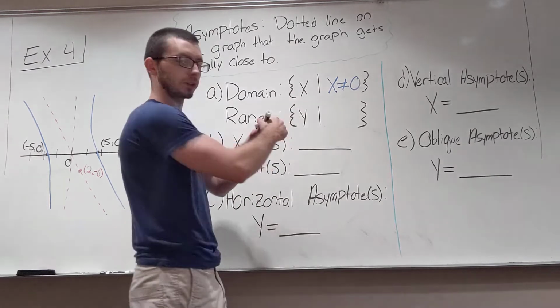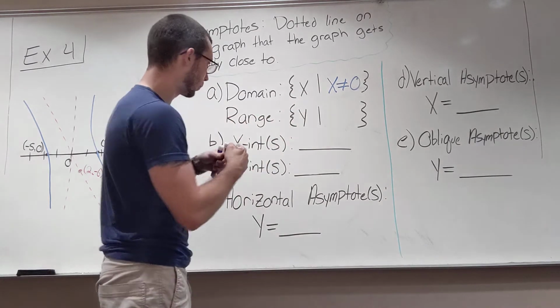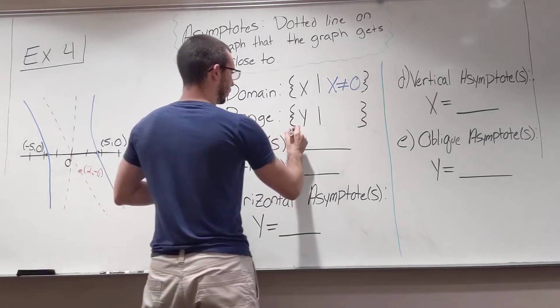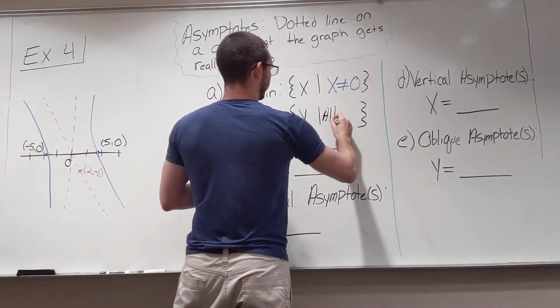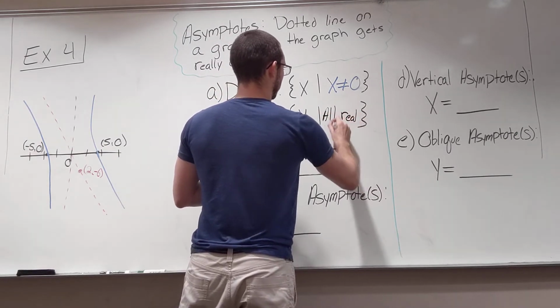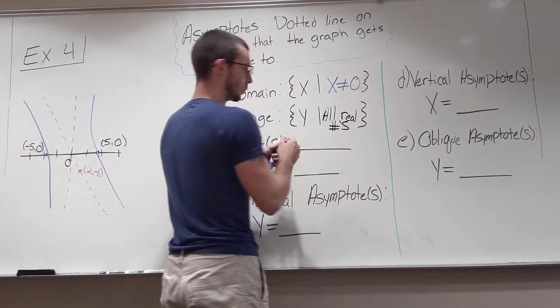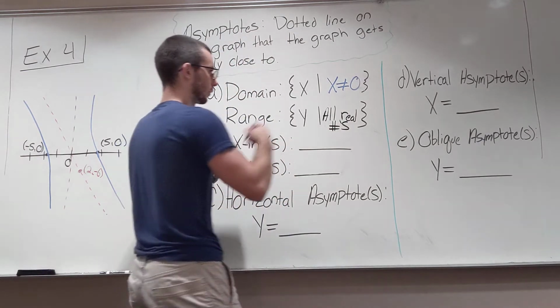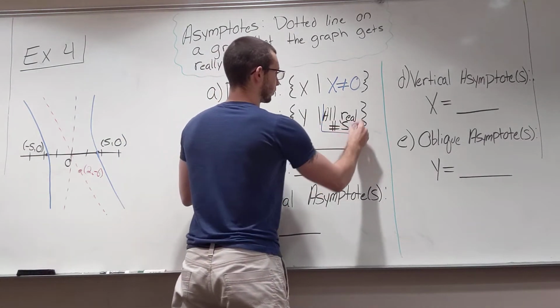I have it set up like this, but you do have an answer choice that allows you to put all real numbers. So that would be the answer here. It's all real numbers for the range.